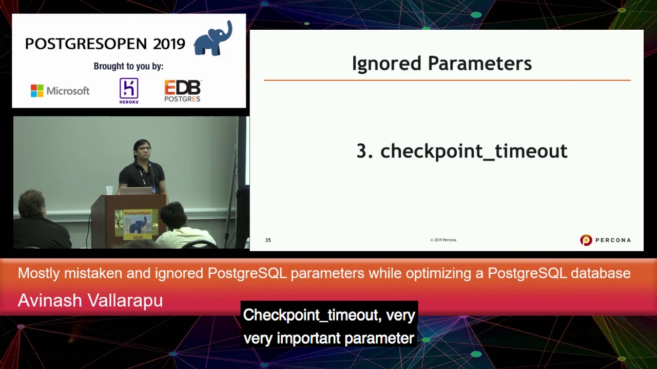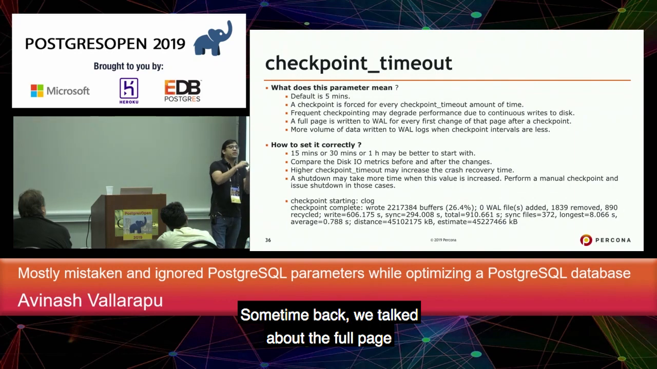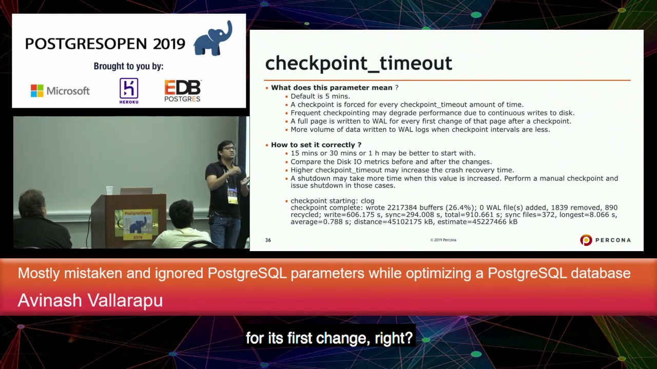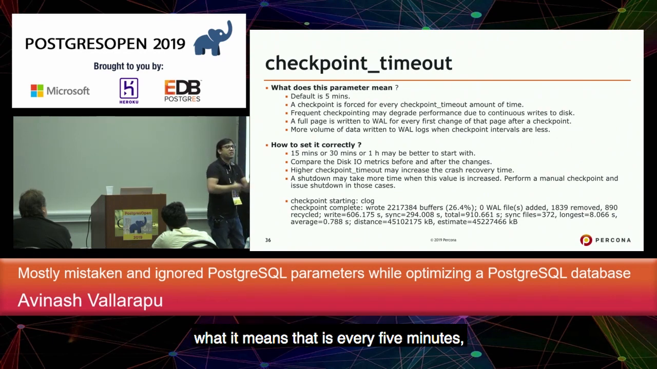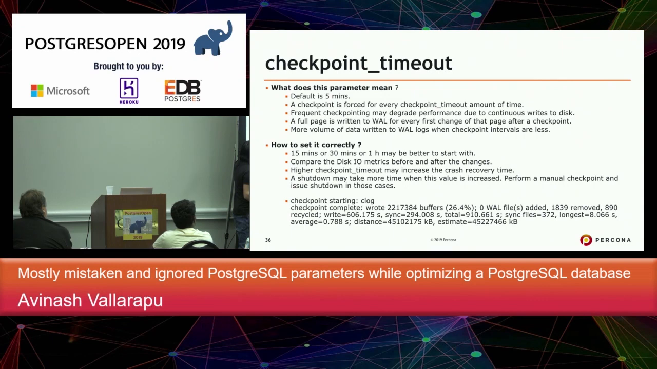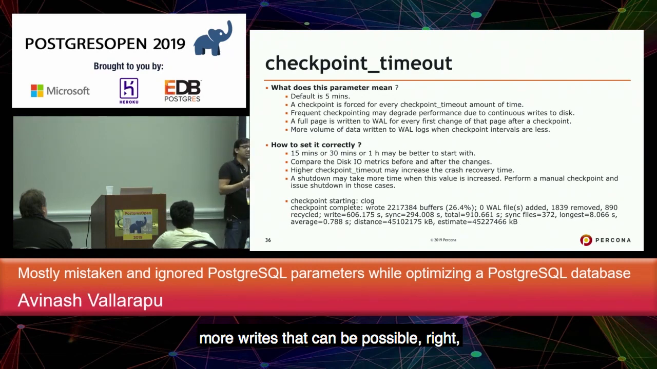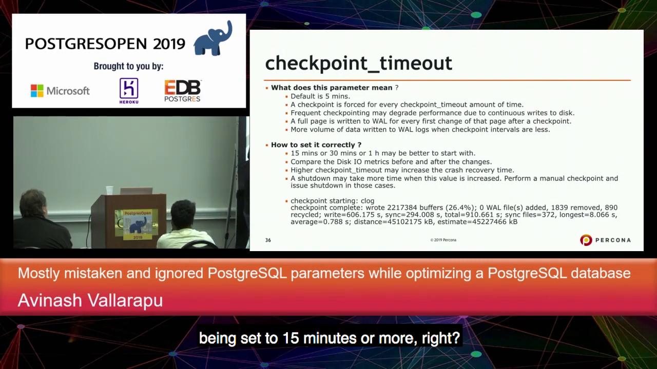Checkpoint timeout is a very, very important parameter that I would like to explain. Some time back, we talked about the full page being written to the WAL after a checkpoint for its first change, right? So considering the default checkpoint of 5 minutes, that means every 5 minutes the checkpointer process would go ahead and perform a lot of writes, and that frequent checkpointing could degrade the performance due to more writes, when compared to the checkpoint timeout value being set to 15 minutes or more, right?